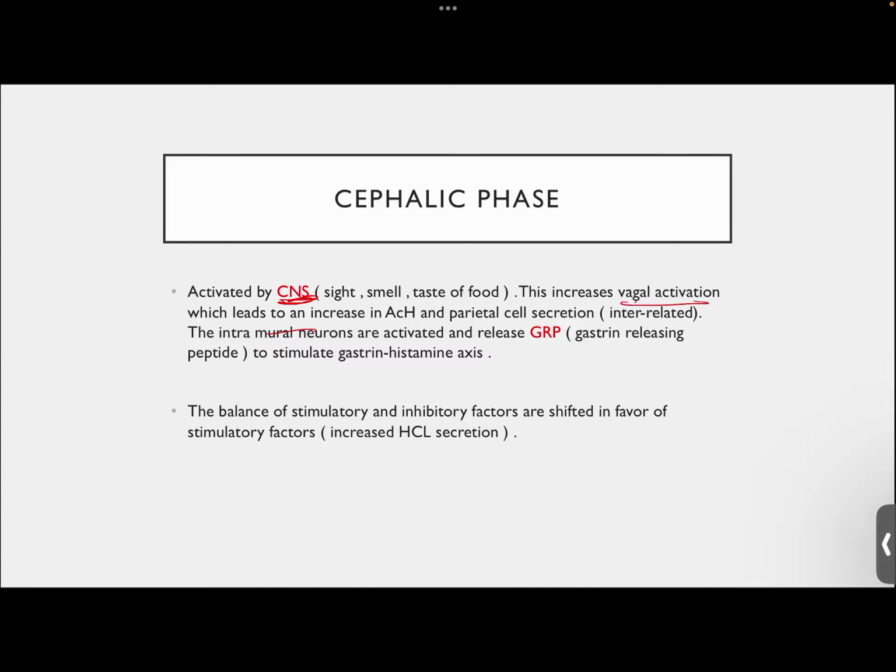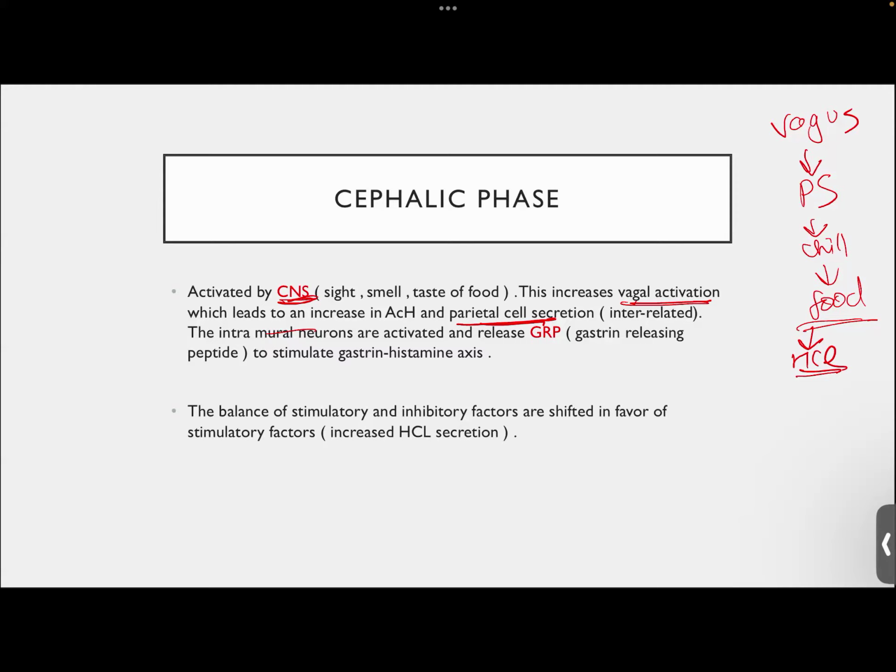And the reason for this, obviously, is I told you to remember it this way. Vagus is parasympathetic. Parasympathetic means you're chilling, right? And when you're chilling, you're eating food. And if you're eating food, then what do you need? You need the things to digest the food. And what do we need to digest food? We need parietal cell secretion, which is HCl, right? So the vagal activation increases parietal cell secretion.